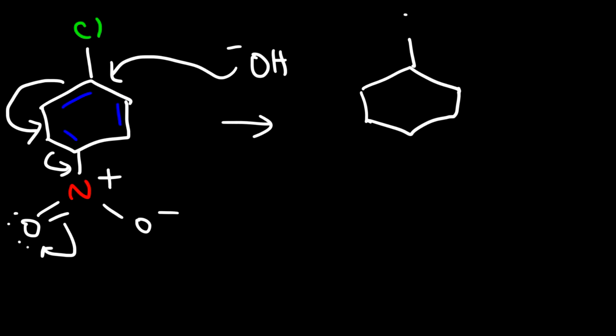And so right now we have two groups attached to this carbon. We have a chlorine group and an OH group. So we have a double bond here, here, and here.